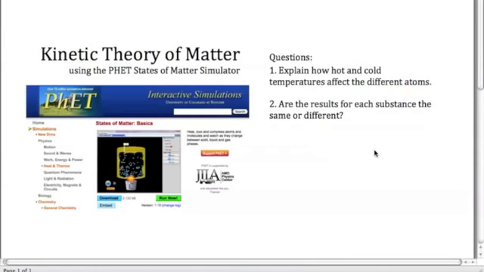Today we're going to talk about the kinetic theory of matter using this simulator here. If you look up PhET online and type in states of matter simulator and hit run now, this is a great simulator to help us today. After you've tried out the simulator, I'd like you to try to answer these two questions. Explain how hot and cold temperatures affect different atoms, and are the results for each substance, which you'll see on the simulator here, the same or are they different?